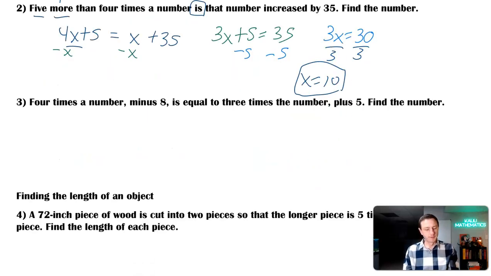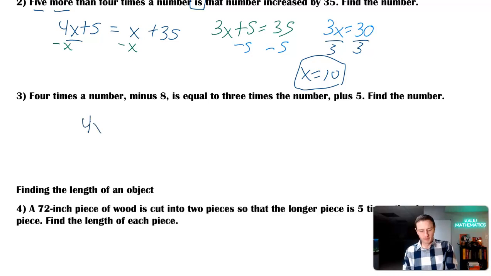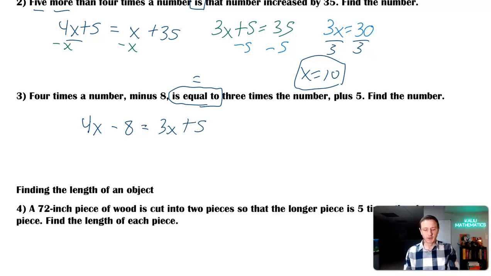Number 3, 4 times a number minus 8 is equal to 3 times the number plus 5. Find the number. This is a little bit more straightforward because it's saying is equal to, a clearer equal to. What it's always good to do is just go back and read it again. Read your number sentence back to the actual verbal sentence. So 4 times the number, 4x, minus 8 is equal to 3 times the number plus 5. That directly translates from what I just read into the equation I created.